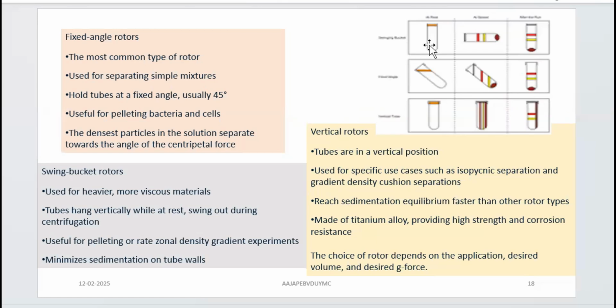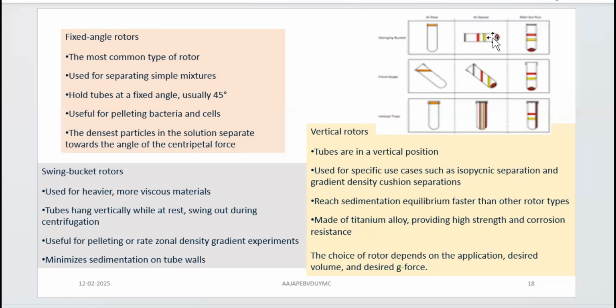When it is about the swinging bucket rotor, as you see in the first position of the diagram, as you start the rotor, as it accelerates, the tube gets flung out and it gets arranged perpendicular to the central shaft. Right, so it is used for heavier and more viscous materials. Tubes are vertical while at rest, and they are horizontal when the acceleration is on. And it is useful for pelleting as well as for rate zonal density gradient centrifugation processes.